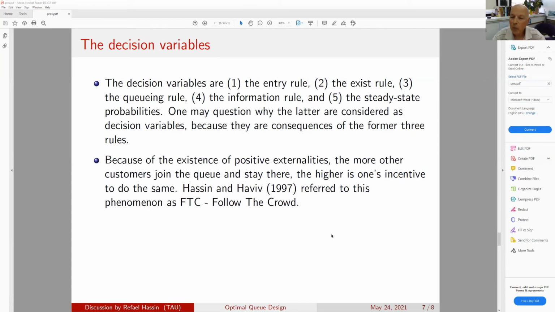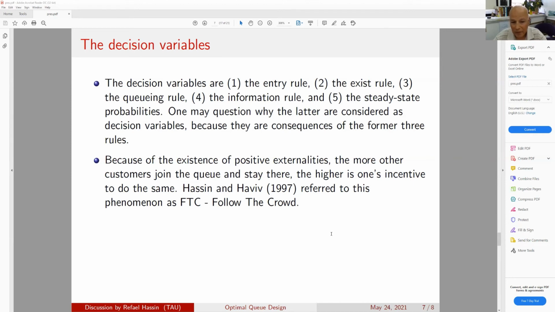So in a system where we have positive externalities, sometimes my incentive to join the system increases when I know that more others join the system, because the service rate will be higher. In a paper by Moshe Aviv and myself, we call this the follow the crowd, FTC, property. The more other people take some action, the more I'm inclined to take this action, in our case, joining the queue or staying in the queue.